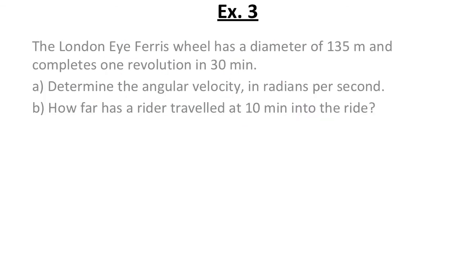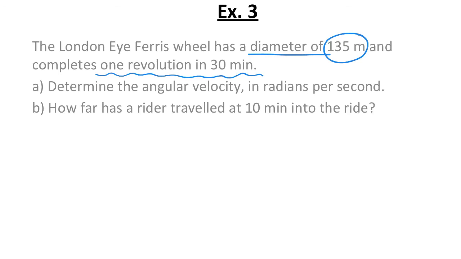So another kind of common example is a question that's about angular velocity. Here's one about the London Eye Ferris wheel, which has a diameter of 135 meters and completes 1 revolution in 30 minutes. The first part is just asking us, what is the angular velocity in radians per second? The idea of angular velocity is talking about how fast something is rotating. So how many degrees or radians is it covering in a span of time?